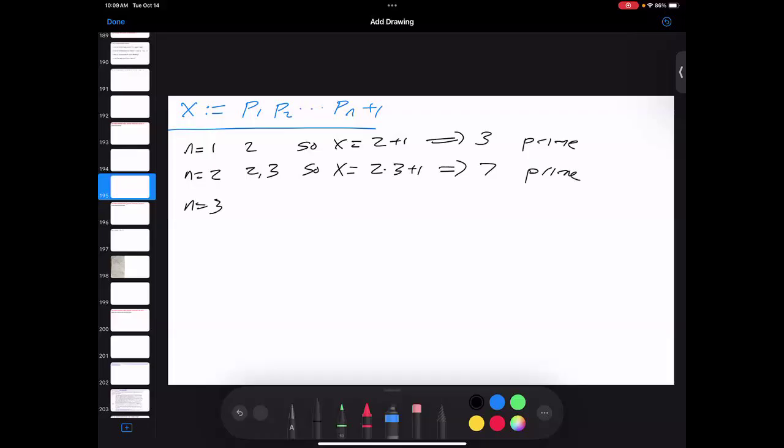When n equals 3, we have the primes 2, 3, 7. So x is 2 times 3 times 7 plus 1, which is 43. What's true about 43? Prime. So what question should you ask? It's okay if it's wrong. Based on this data, with 3 points of data, what would you ask? Is it always prime?